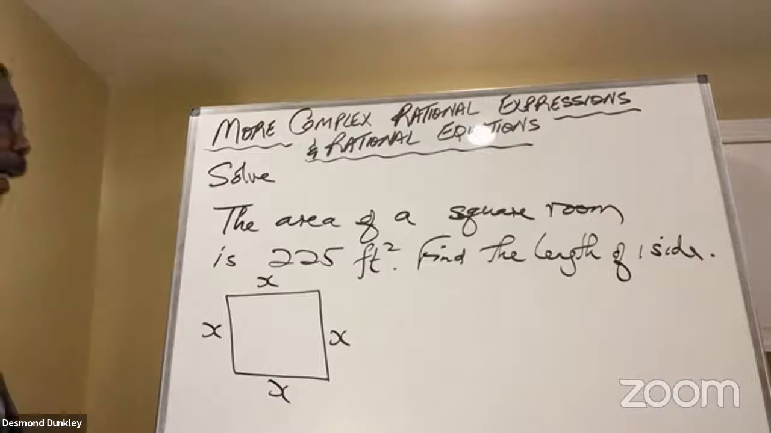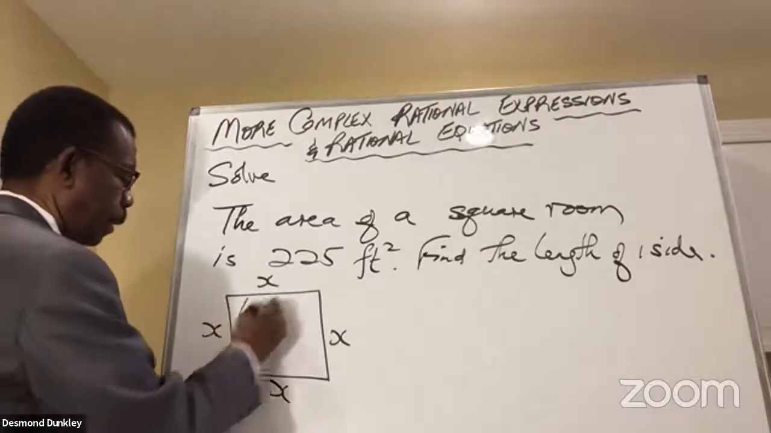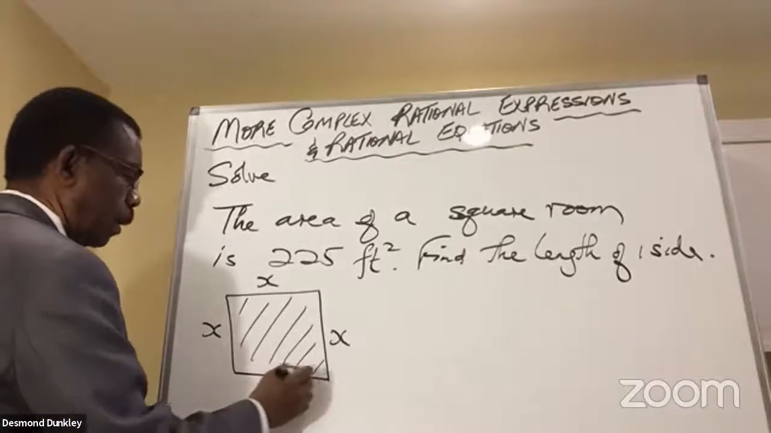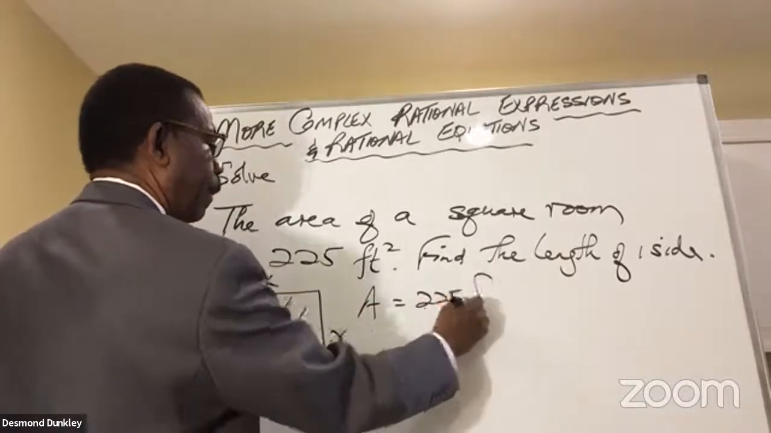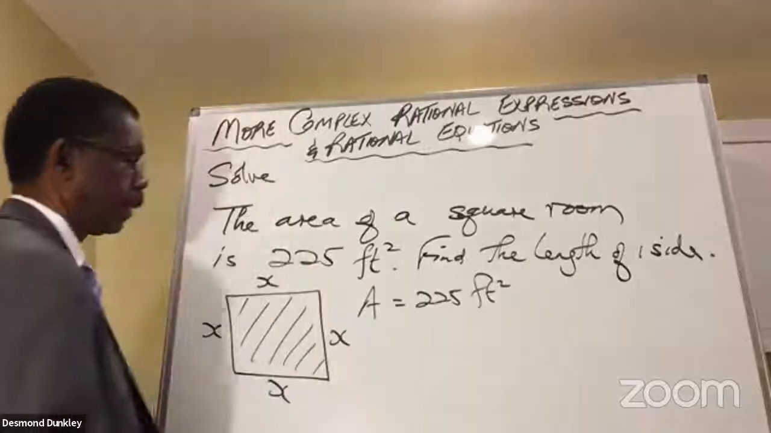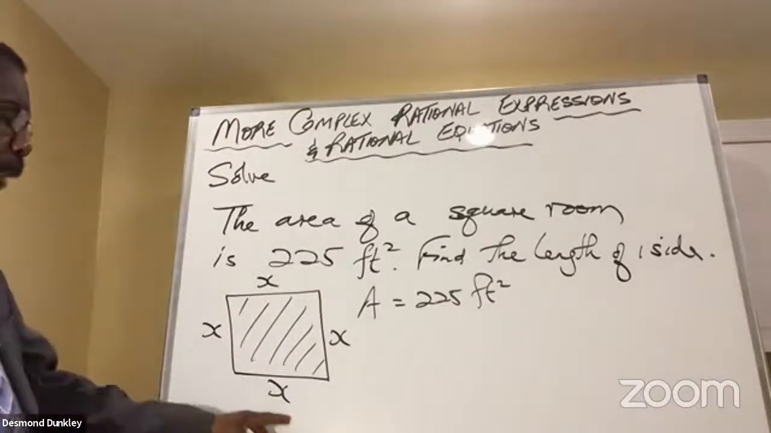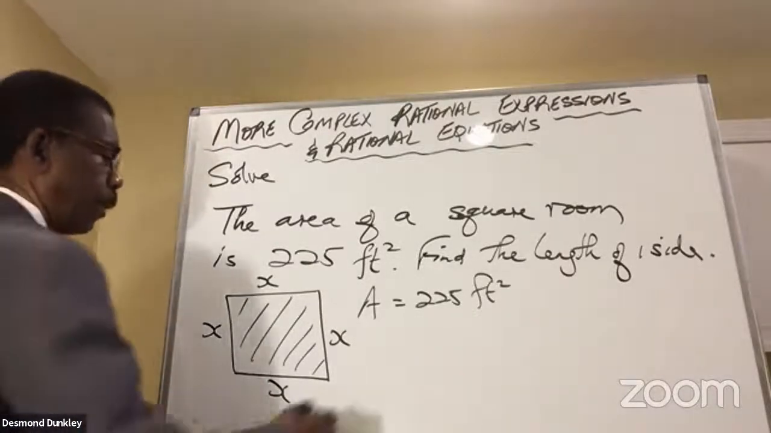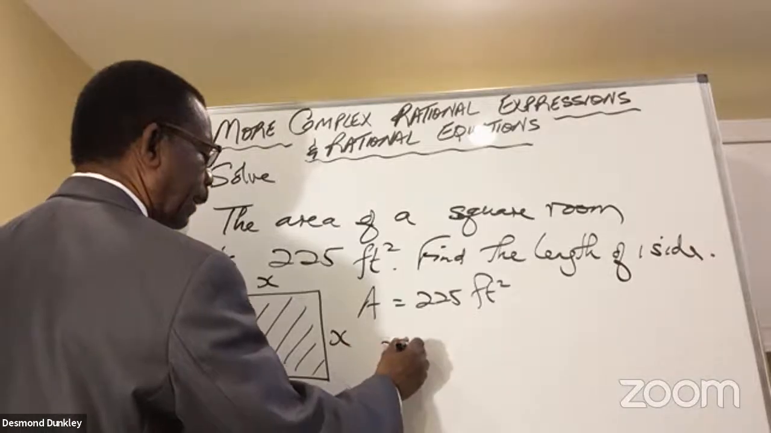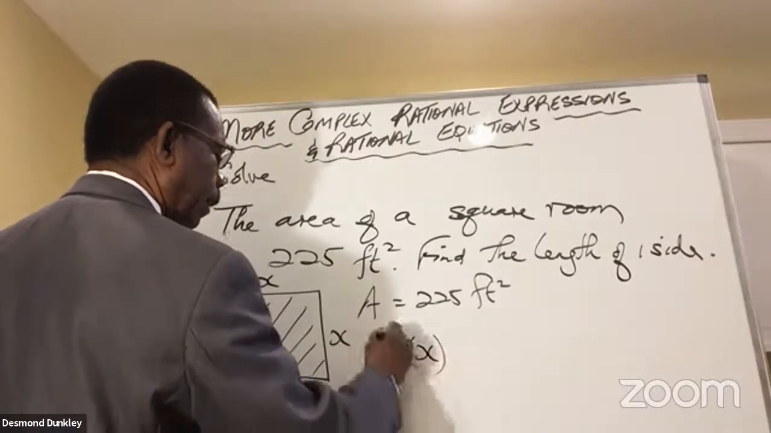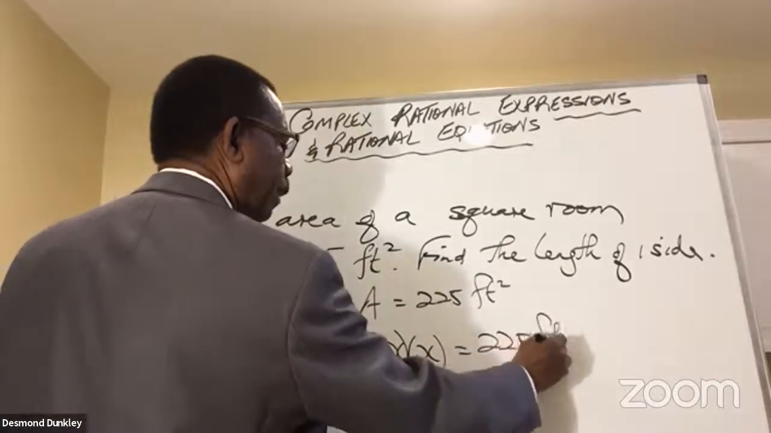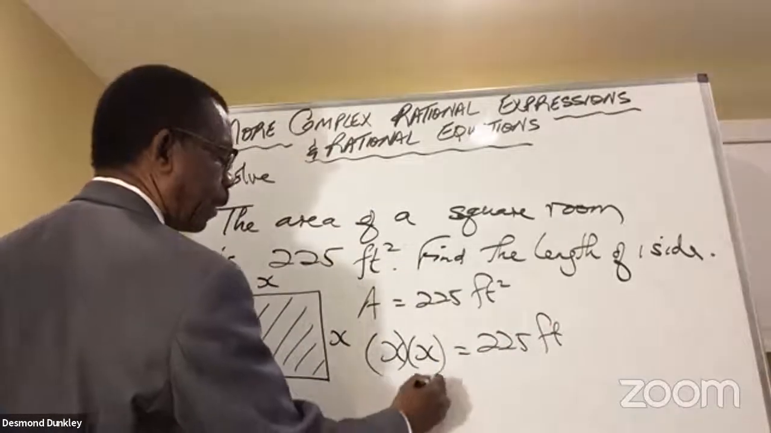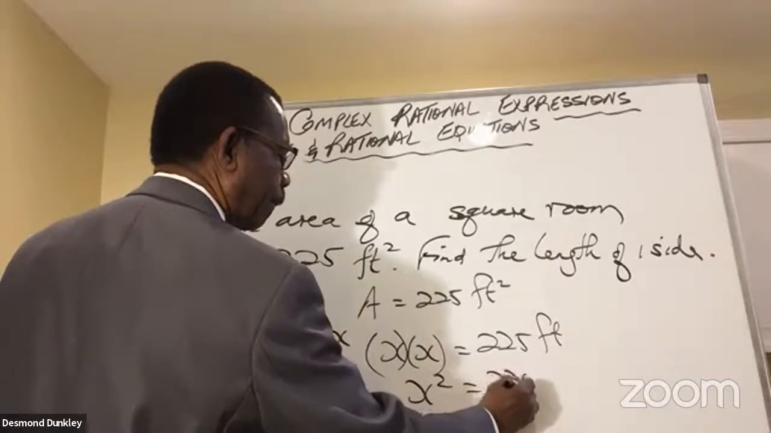Okay? And you're told that the area is equal to 225 square feet. But we know that the area is length times width. So we know that x times x is equal to 225 square feet. So x squared is 225.